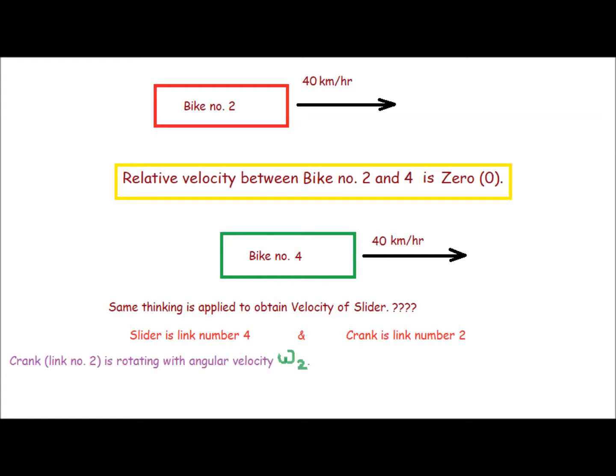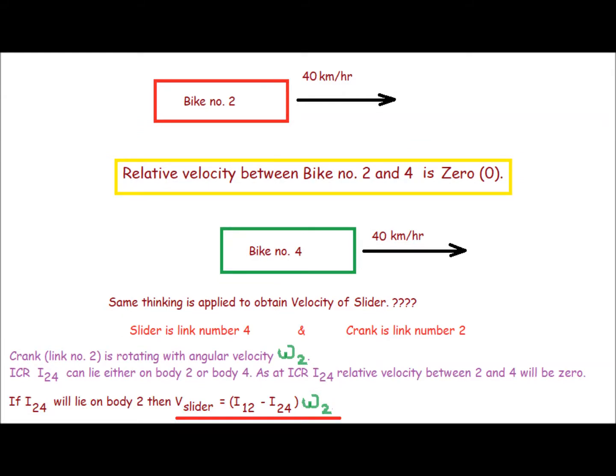The crank is rotating with angular velocity omega 2 about ICR I12. Hence, I12 is the center of rotation for link number 2 relative to the fixed link. ICR I24 can lie either on body 2 or body 4, as at ICR I24 the relative velocity between 2 and 4 will be 0. Now here we are applying the analogy of moving bikes. At I24, the relative velocity or relative motion between link 2 and 4 will be 0.